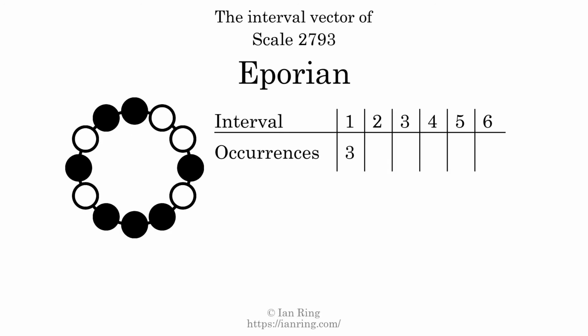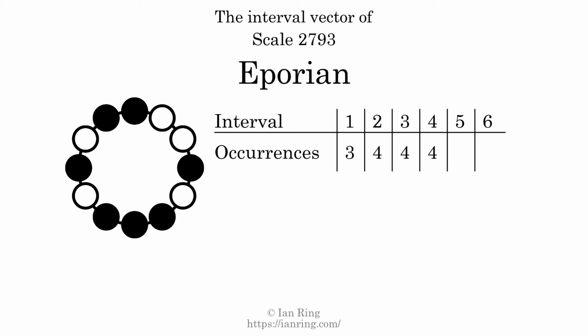There are 3 intervals with the size of 1 semitone. They are here, here, and here. There are 4 intervals with the size of 2 semitones. They are here, here, here, and here. There are 4 intervals with the size of 3 semitones. They are here, here, here, and here.